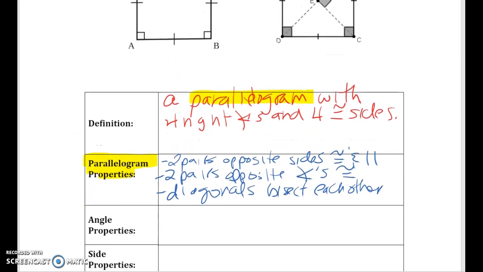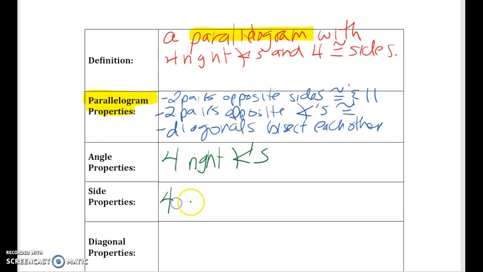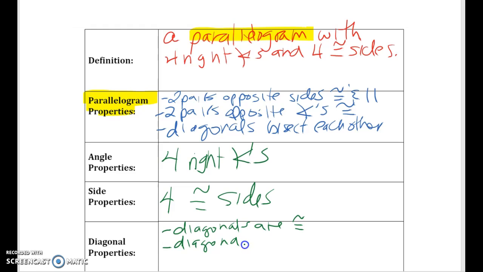So the angle properties of the square are it has 4 right angles. The side properties of the square, 4 congruent sides. And in terms of diagonals, it has all the properties of the diagonals that a rectangle has, so diagonals are congruent. Right? That's the property of the diagonals of a rectangle. And it has all the properties of the diagonals that the rhombus has, so diagonals are perpendicular. Diagonals bisect the angles.